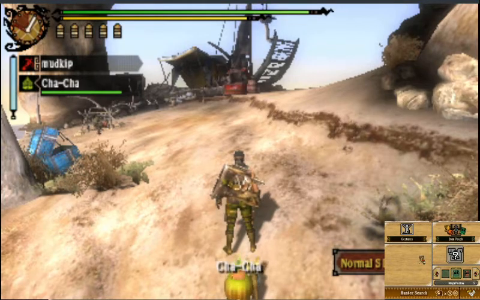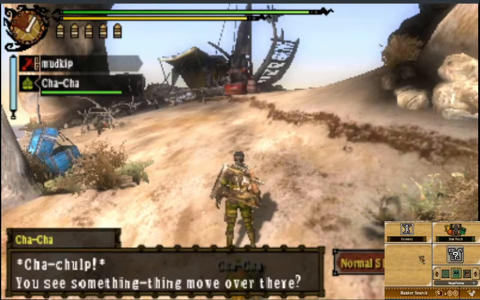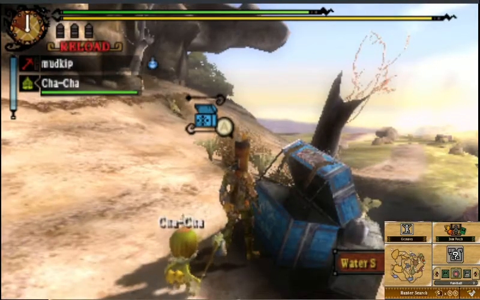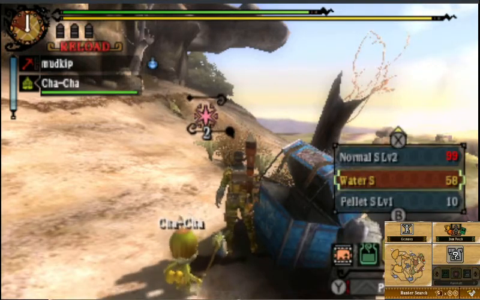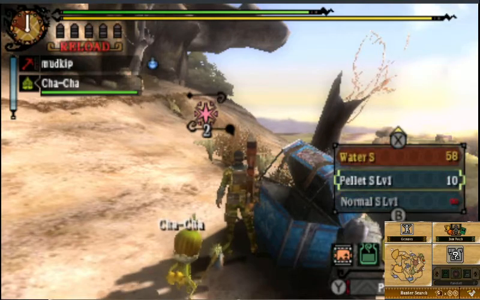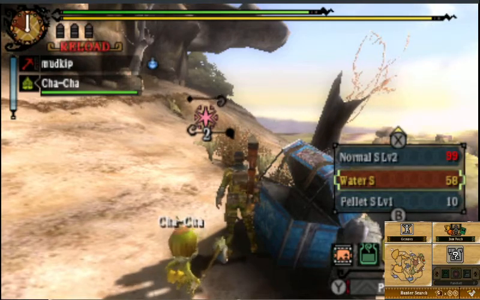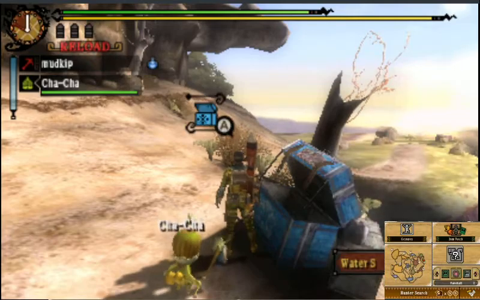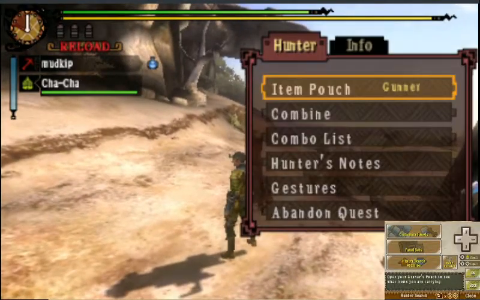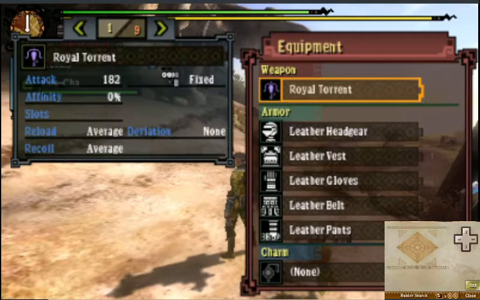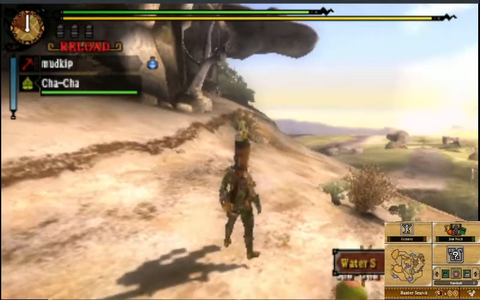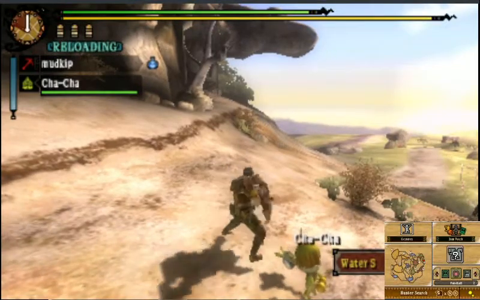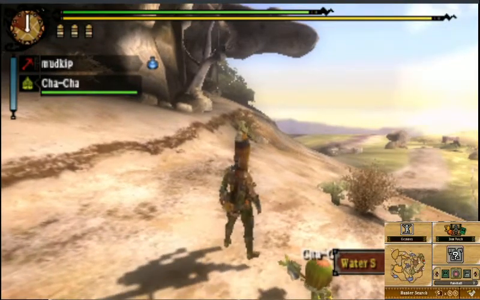And now let's go into a practical demonstration against our great friend, the Great Jaggy. Right, so at the start of a quest as a bowgun user, you would typically want to swap to your most powerful ammunition. In this case, it will be the Water S because I'm using the Royal Torrent. So quick reload, and we are now ready to fight.